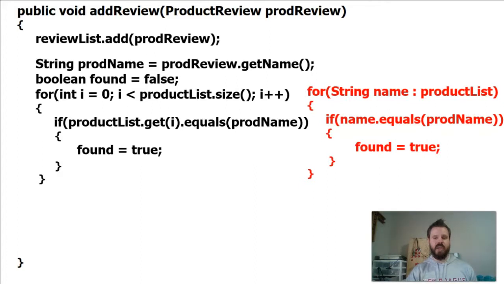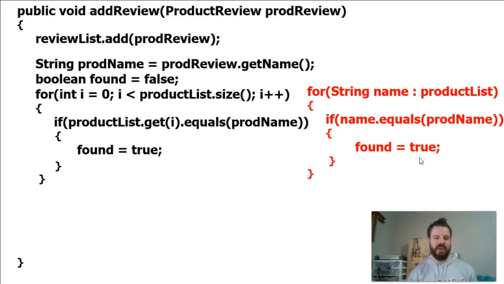I guess the other way we could go through this is with an enhanced for loop. We could also say for each String name in productList, if name.equals(prodName), we can set found to true. These two sections of code do the same thing. I prefer the one on the right. With the answers I gave you, I used what was on the left, because I figured that's what most students would do. That's what most students did. I'd encourage you as you're going through here to try to take advantage of those enhanced for loops. No issue if you don't.